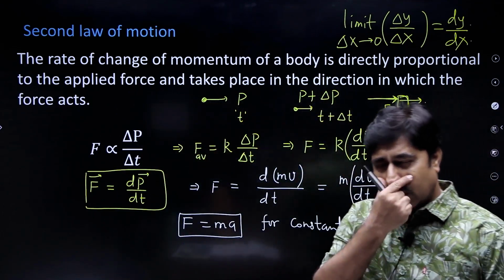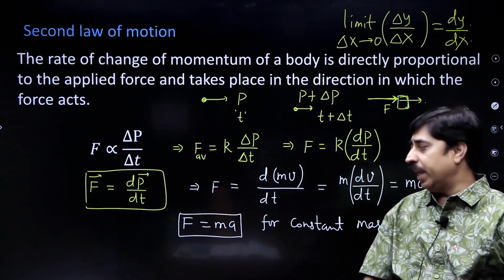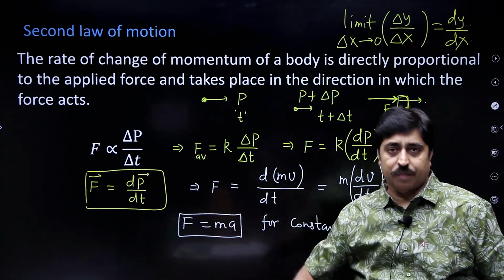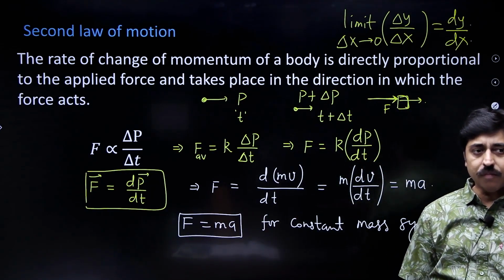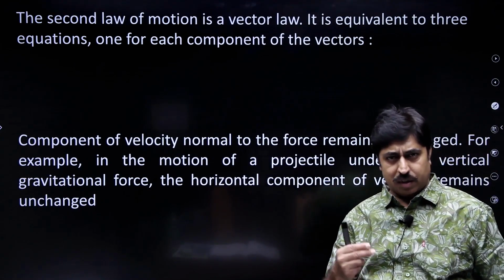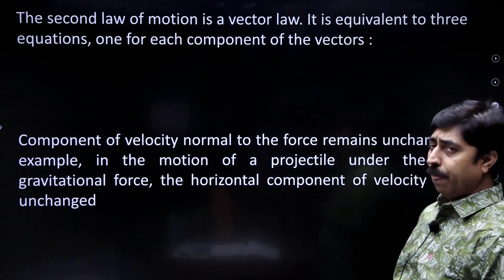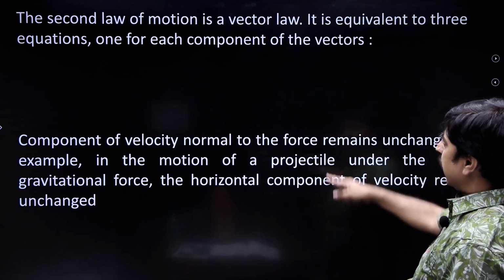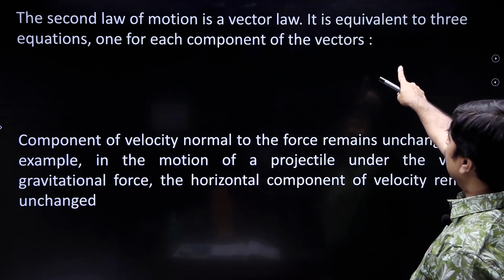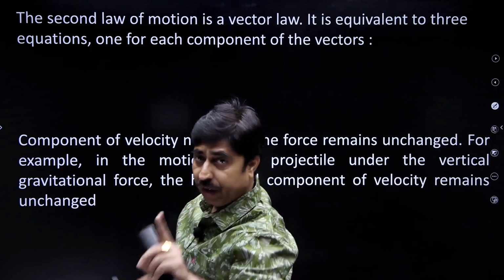So, in this particular chapter, we will be mostly dealing with this equation. We will be learning the application of this equation. Okay. Let us have couple of finer points about this law, which has been given in your book, and you must take a note of that. The second law of motion is a vector law. It is equivalent to 3 equations, one for each component of vector.